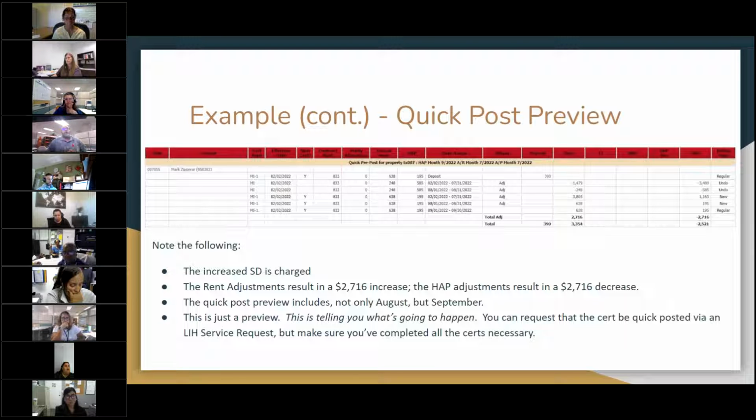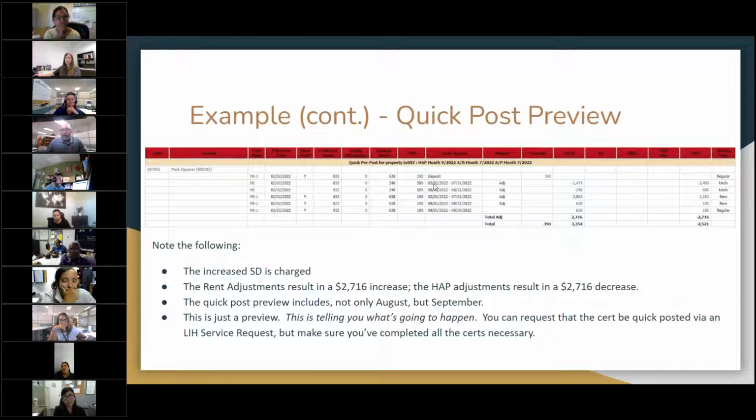And here it is. So let's kind of start at the top. For one, we got this new deposit. So it was a $390 increase in TTP. That also translates to an increase in the security deposit. So it's going to create a $390 additional security deposit charge.